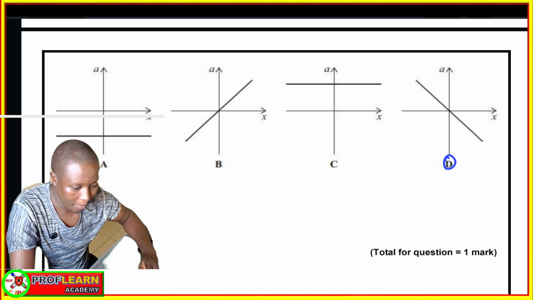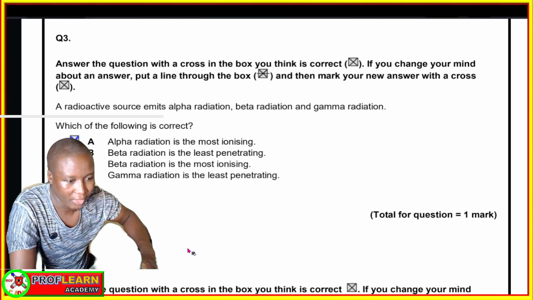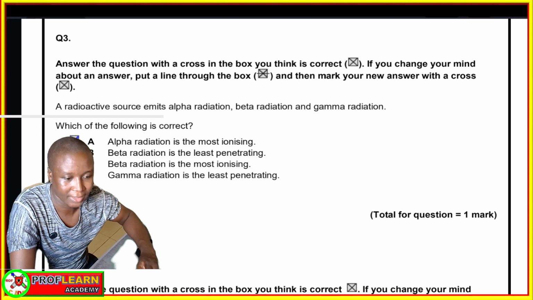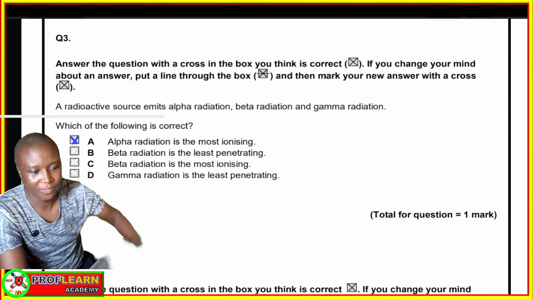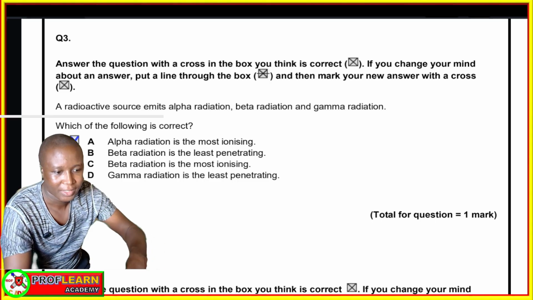So moving to the next question. Question number 3: a radioactive source emits alpha radiation, beta radiation, gamma radiation. Which of the following is correct? We need to remember that alpha radiation is most ionizing because it has the greatest mass. So if it has the greatest mass, it means it can knock electrons from the surface of any atoms as it passes through.